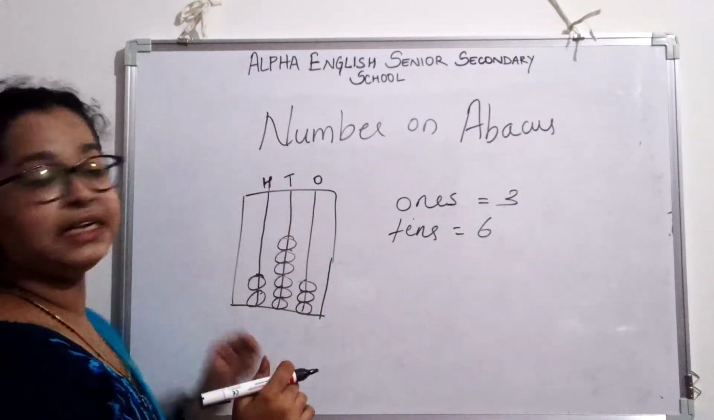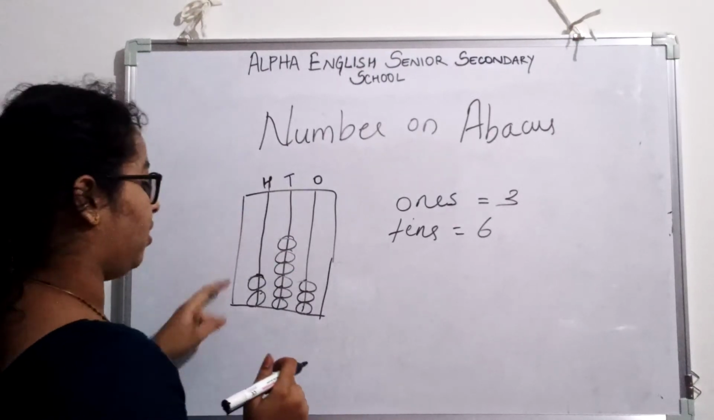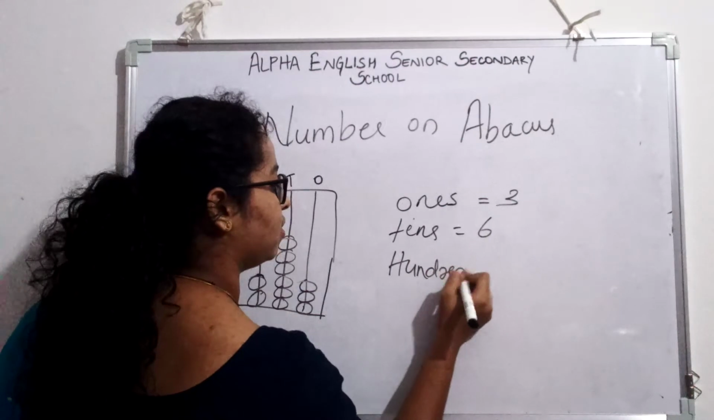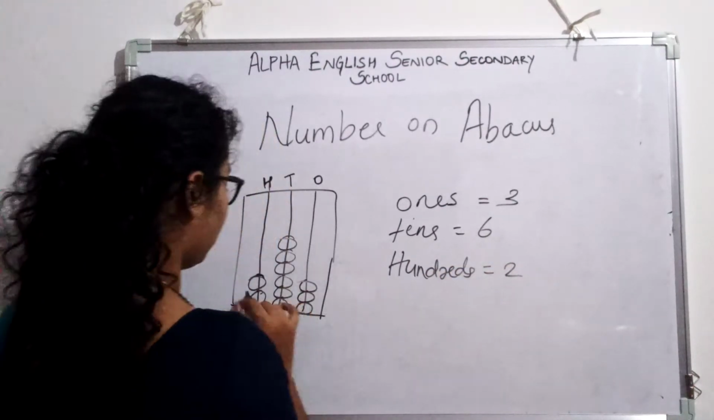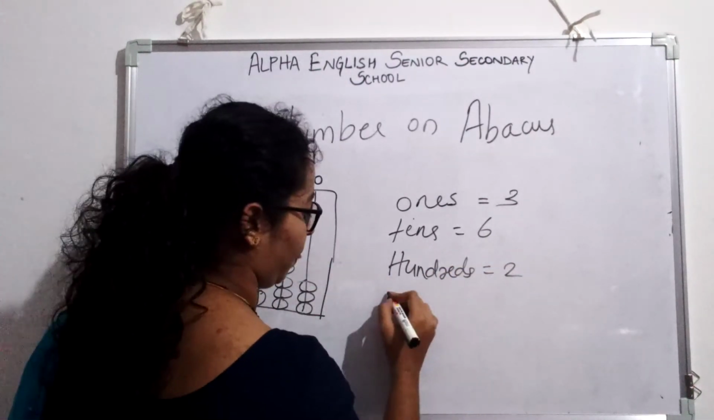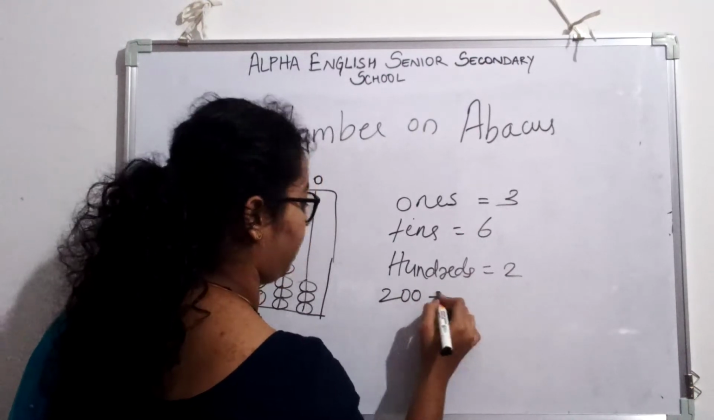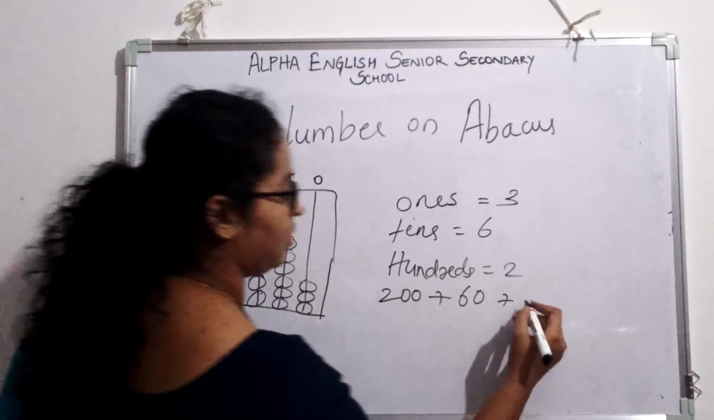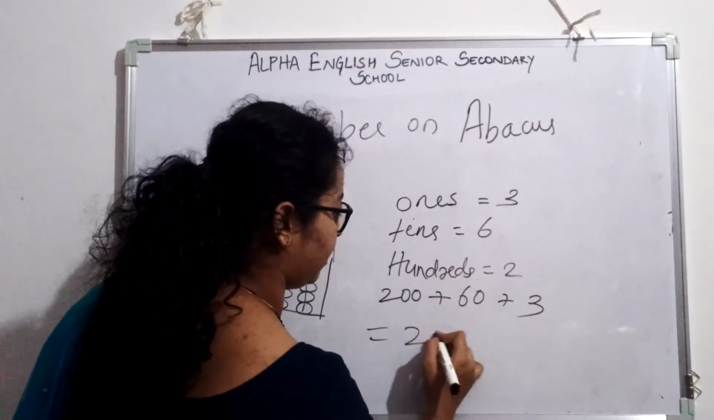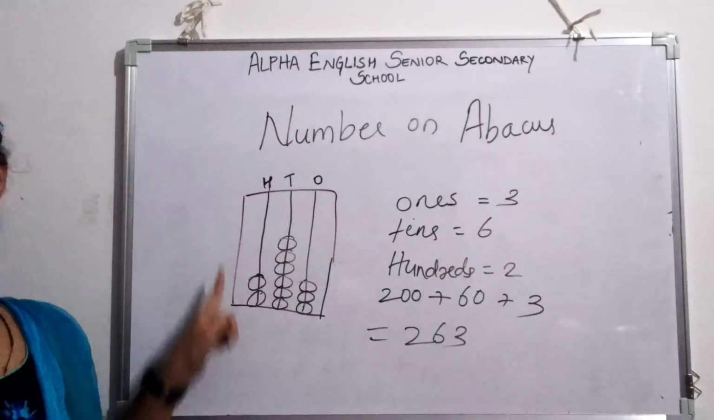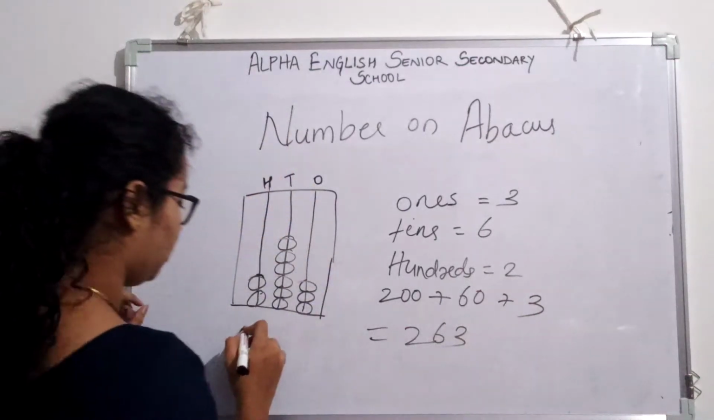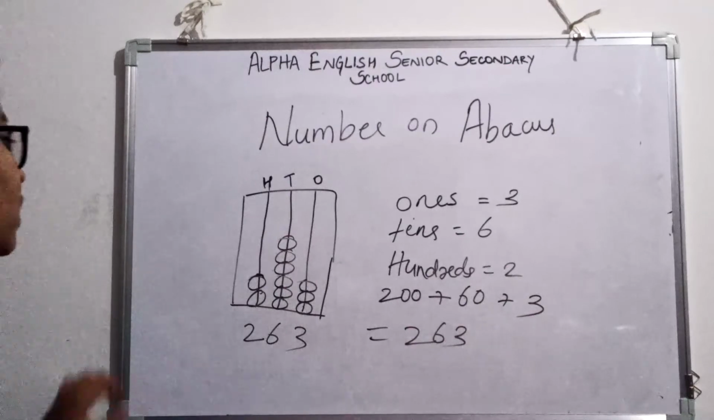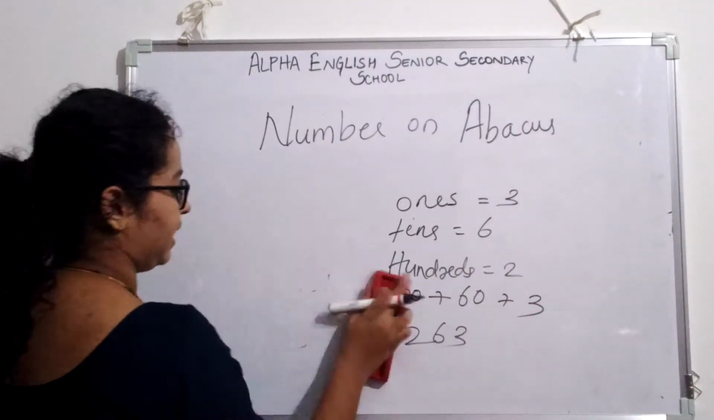And how many beads does the hundreds string have? 2. So hundreds is 2, that means 200 plus 60 plus 3. That means 263. This number is 263. Got it? Let's take another example.